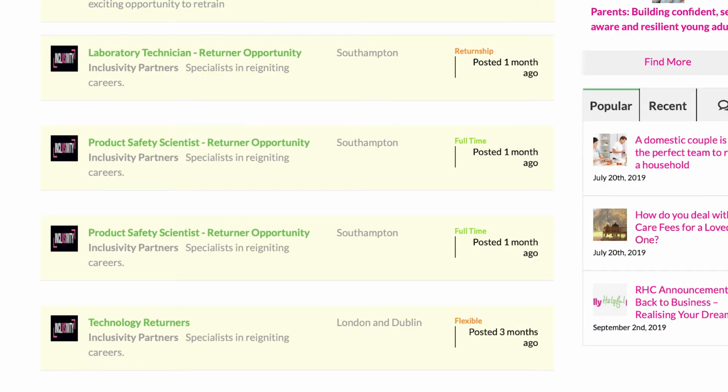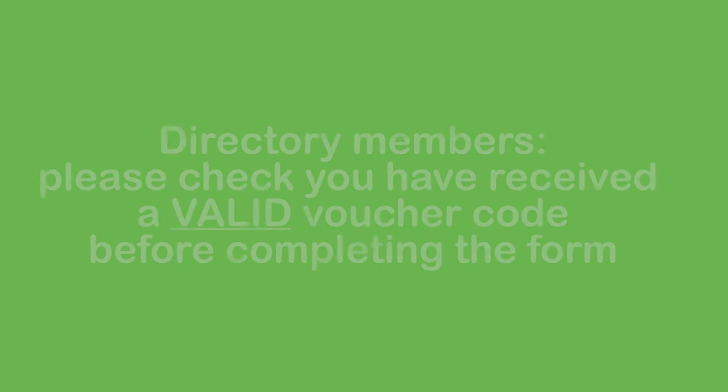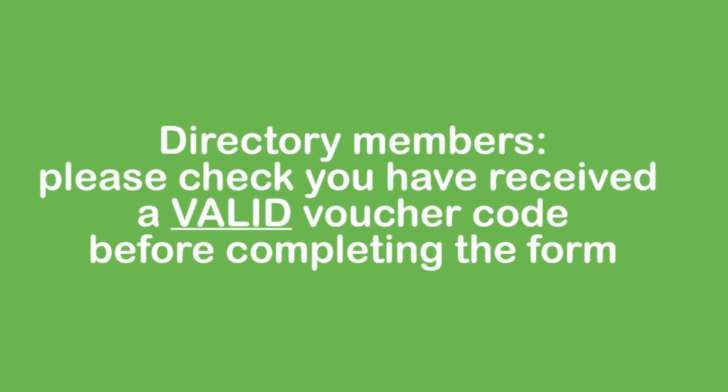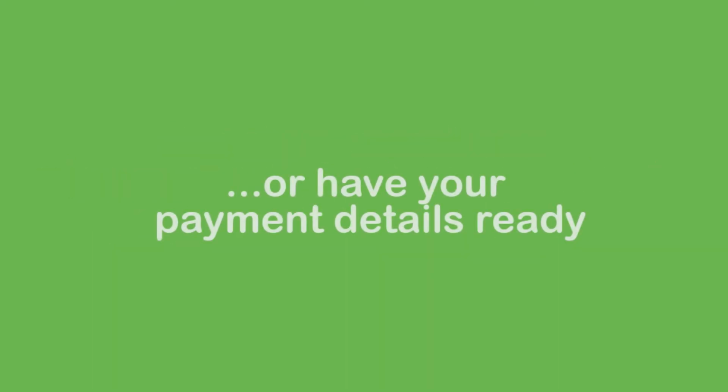As a business directory member, you can list up to 4 roles per year, with a duration of up to 3 months per role for no additional charge. This can either be run concurrently or consecutively. Before you complete this form, please check that you've received a valid voucher code or have your payment details ready.